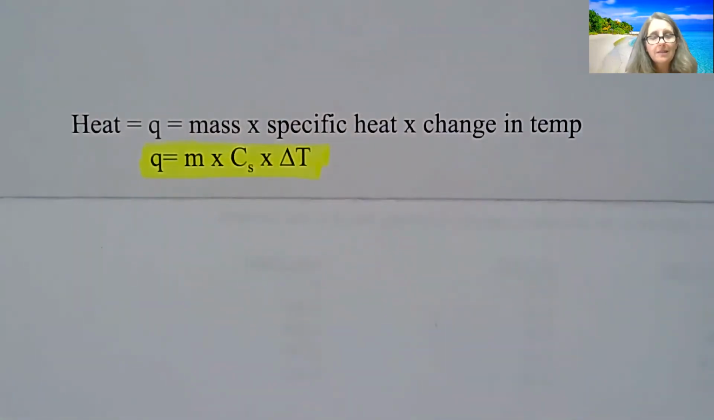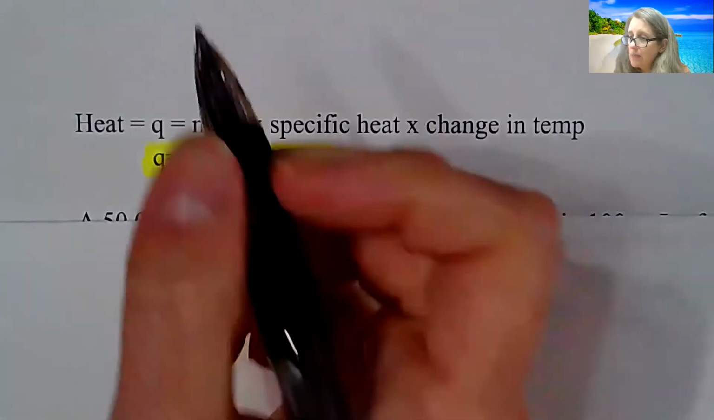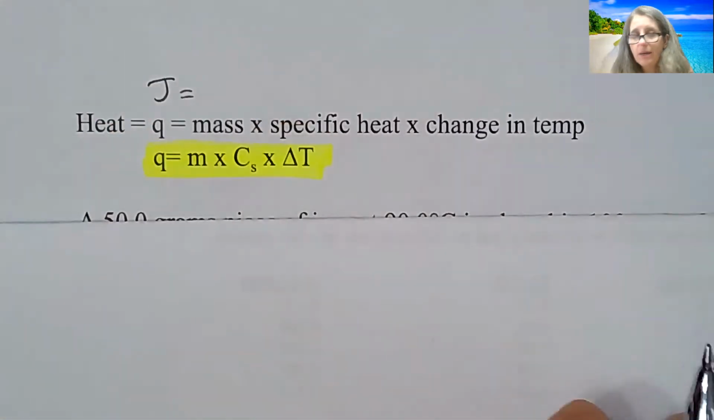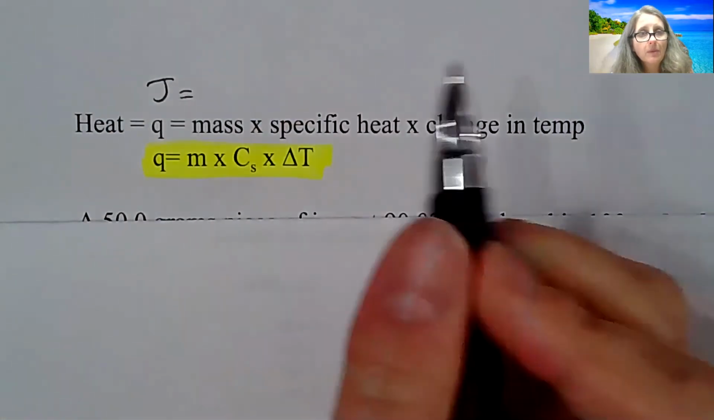So what exactly does that stand for? Well, Q is going to be heat. M is mass, then we have specific heat, and then we have the change in temperature. So if we are doing these types of calculations, heat could be in joules or calories, but I'm going to keep it in joules because that's the most common one.